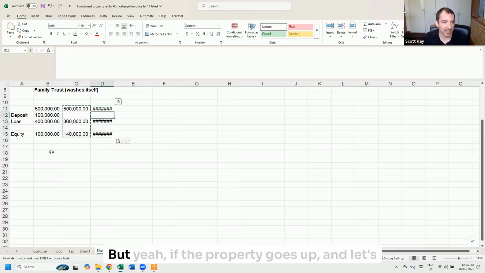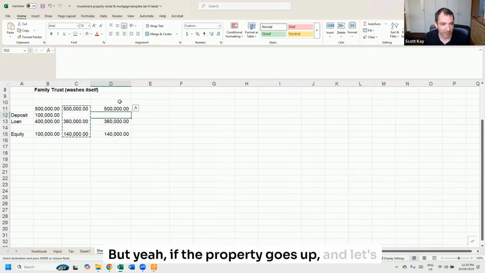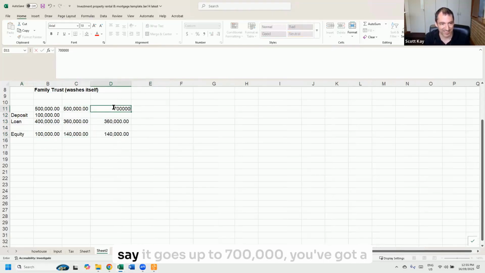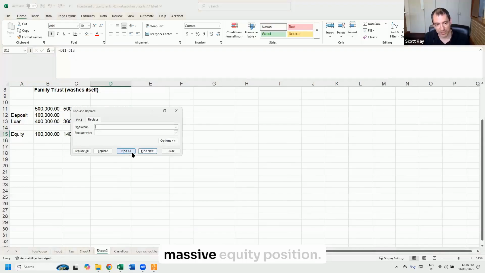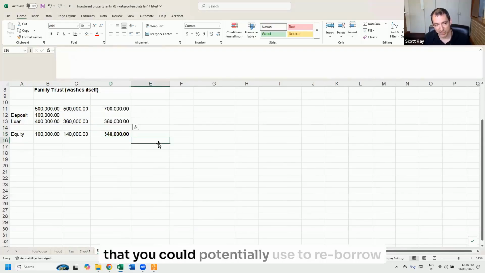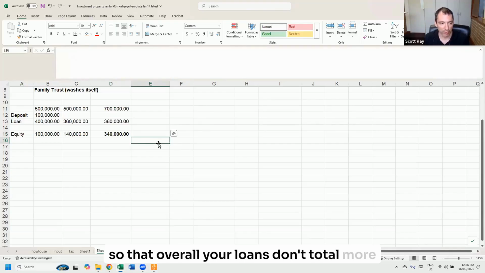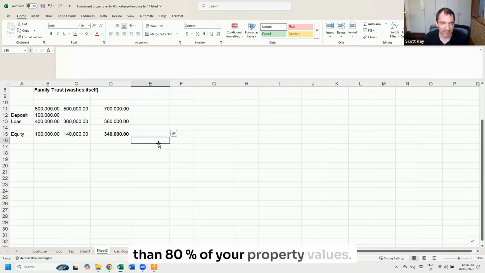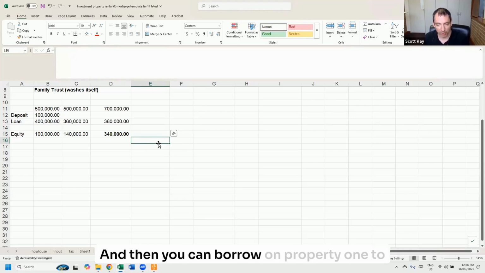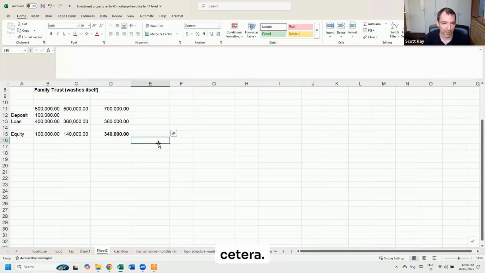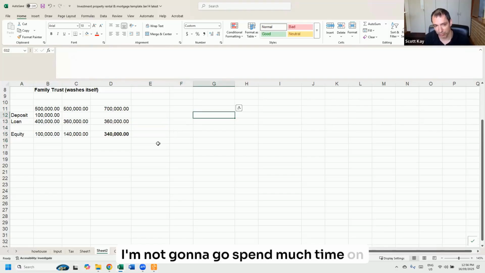But if the property goes up, and let's say it goes up to 700,000, you've got a massive equity position that you could potentially use to reborrow so that overall your loans don't total more than 80% of your property values. Then you can borrow on property 1 to buy property 2, and 1 and 2 to buy 3, etc.